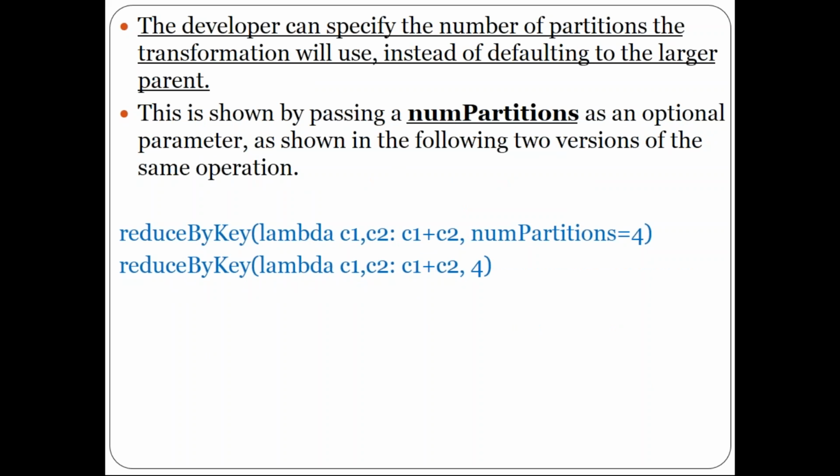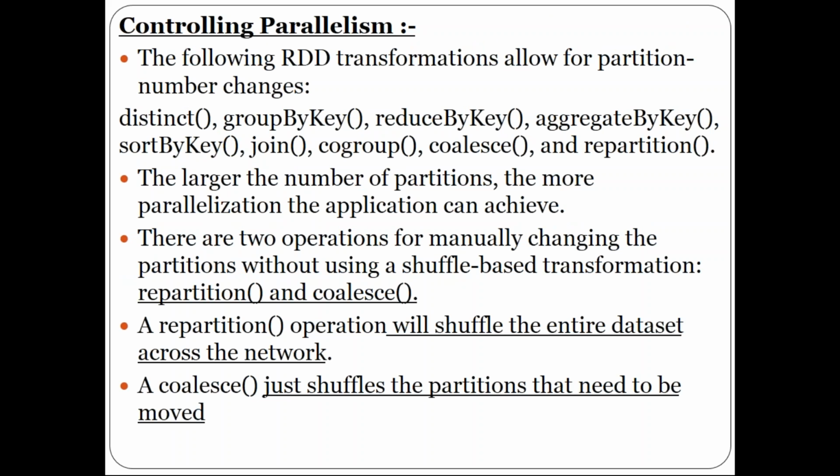Now, the developer can specify the number of partitions the transformation will use instead of defaulting to the larger parent. If you wish to, you can change it. This is shown by passing numPartitions as an optional parameter, as shown in the following two versions of the same operation. Your C1, C2 is nothing but A, B, A plus B, numPartitions 4, or you can also give comma 4. That is how you can give it. Now, controlling parallelism will be a fairly confusing and logical part. We need to understand it very carefully.